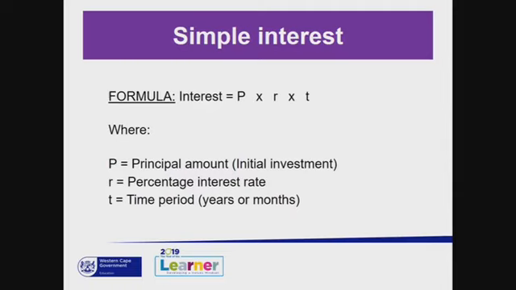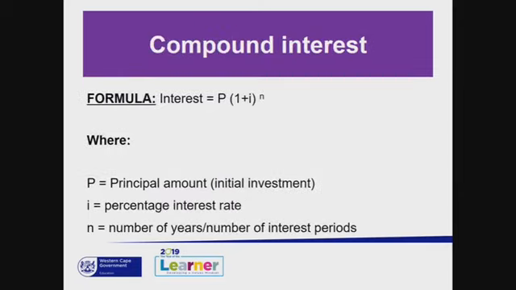And so for simple interest, the formula is interest equals P times R times T. The formula for simple interest is P times R times T, where we say that P is the principal amount, the original amount of the investment. The R is the percentage interest rate, and then the T is for the time period. So let's just look at an example quickly.